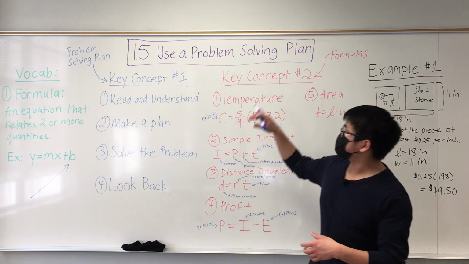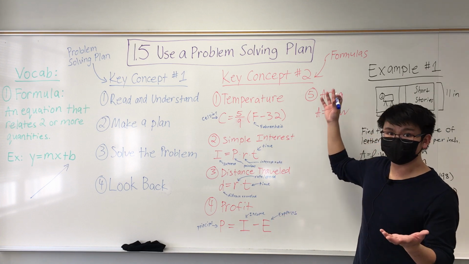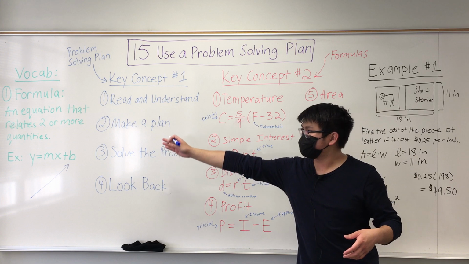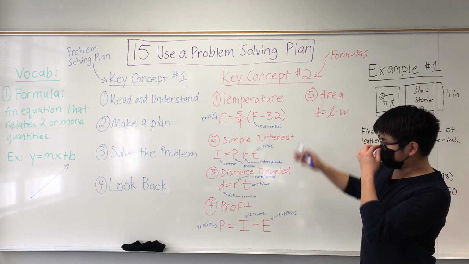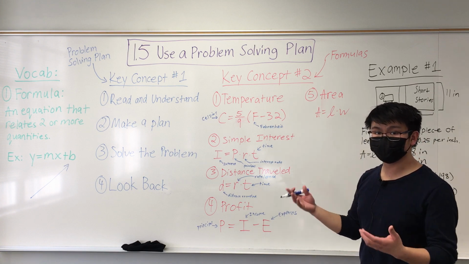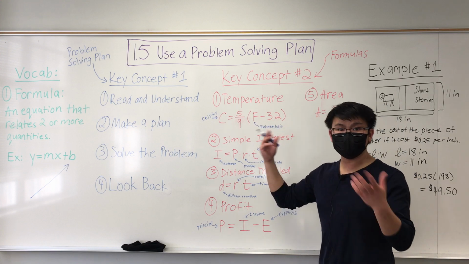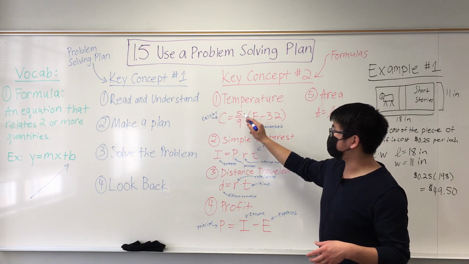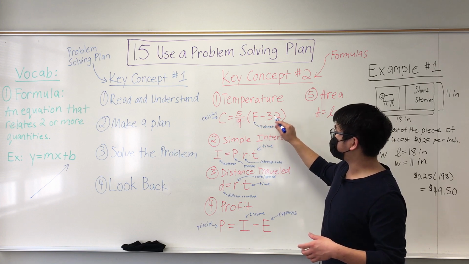So let's look at the second key concept of the day. The second key concept focuses on formulas. You remember from the vocab, it's an equation that relates 2 or more quantities. Let's look at 5 of the formulas that we're going to be using in the future. The first one is temperature, and the formula for temperature is C = 5/9, a fraction, multiplied by (F - 32).